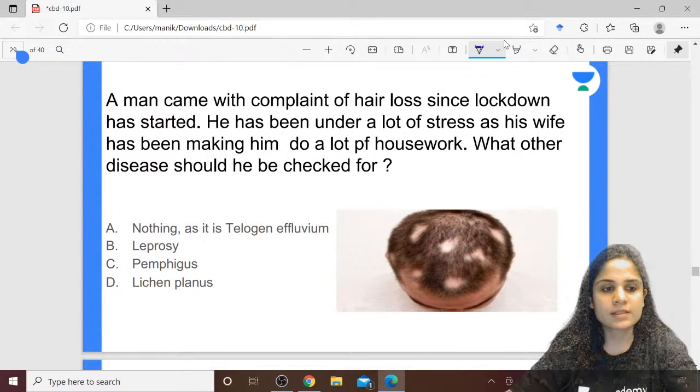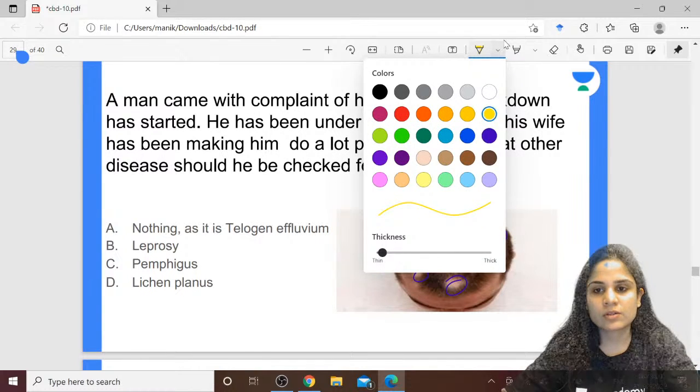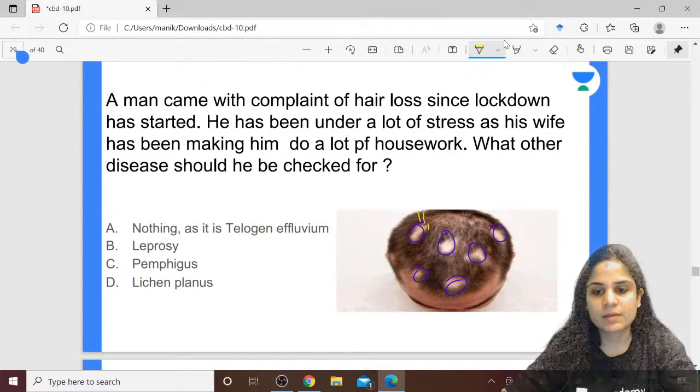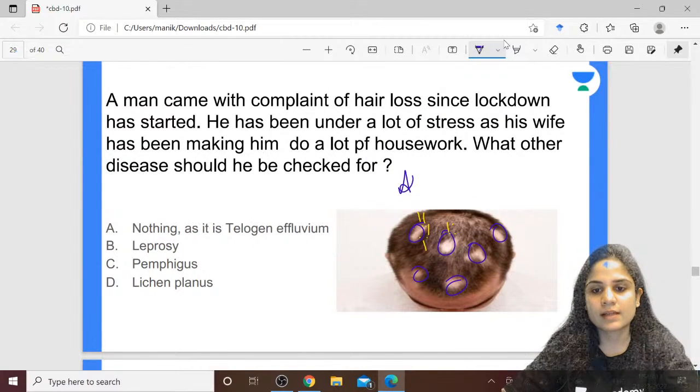Okay, so what is this pattern of hair loss that you guys can see in this case? What is this pattern of hair loss called? Yes, so this pattern of hair loss that we can see, this exclamation mark sign and patchy hair loss, is nothing but alopecia areata. Okay, this is alopecia areata. Yes, it is also called moth-eaten alopecia.